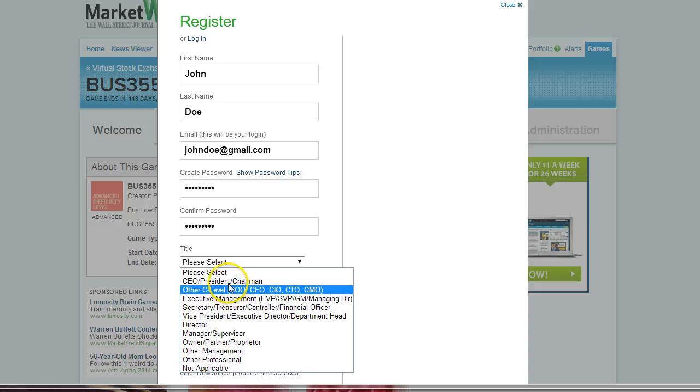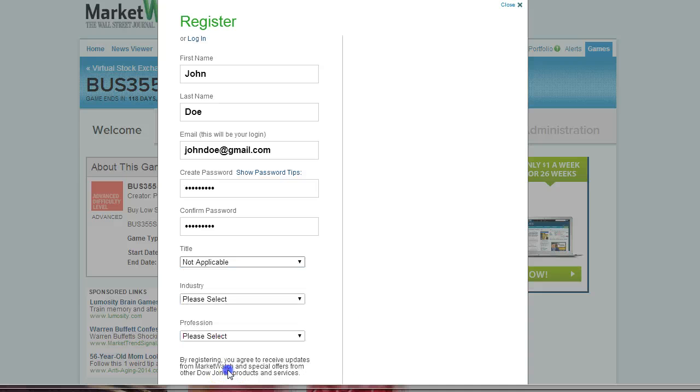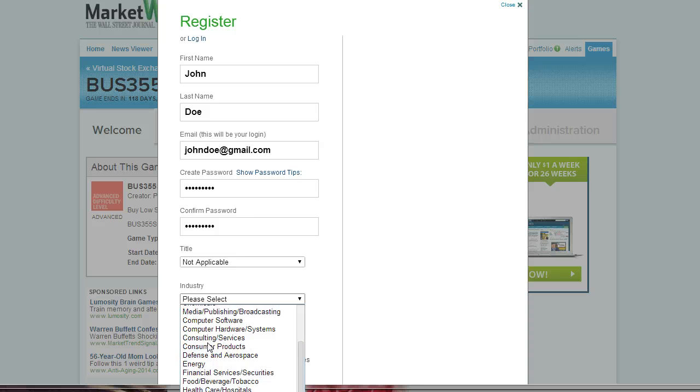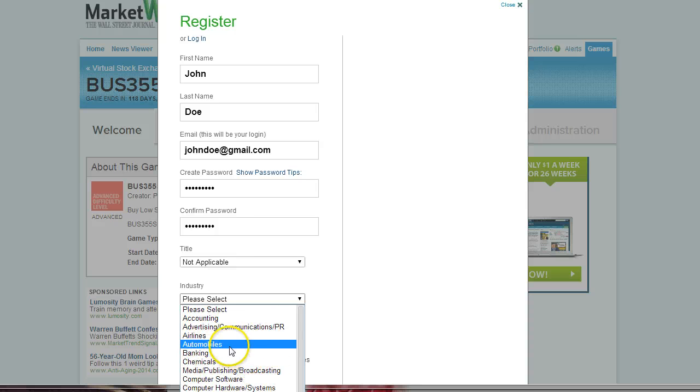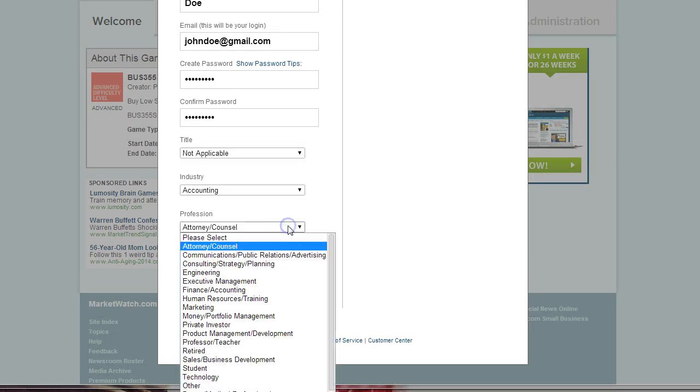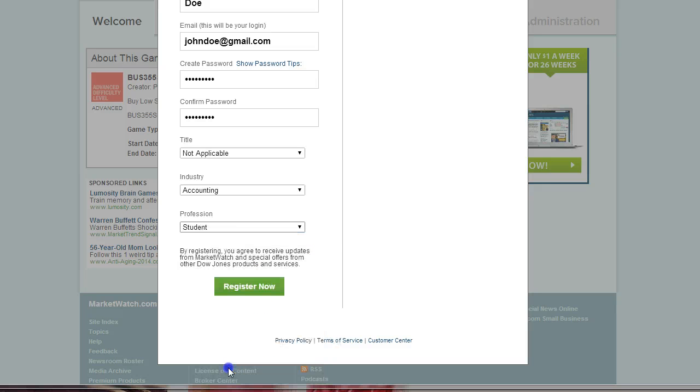Let's see, do they have student in here? No, not applicable. Industry. Let's see. I don't know. All right. There we go. Student. Okay. And register now.